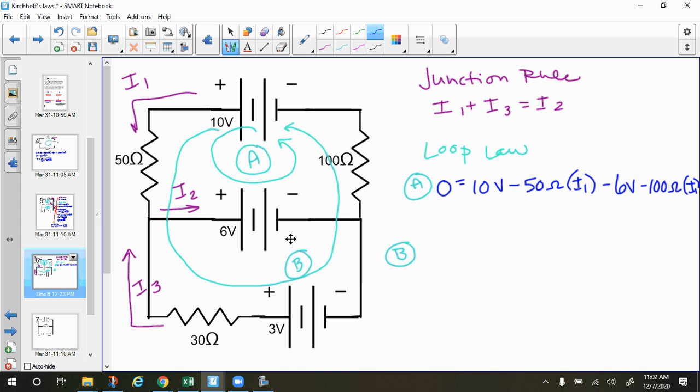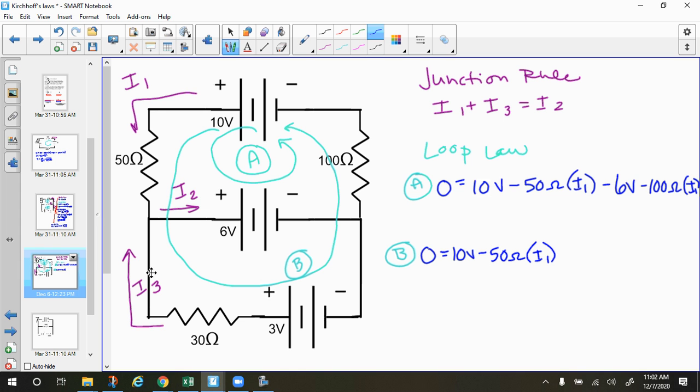Then our second loop, loop B, we're going to go through the battery. I start at the negative side of the biggest battery, which is usually what I like to do. It doesn't really matter where you start, but we add 10 volts. Then we're going the same direction as the current on the 50 ohm resistor, so from higher potential to lower potential. So we're subtracting 50 ohms times I1.